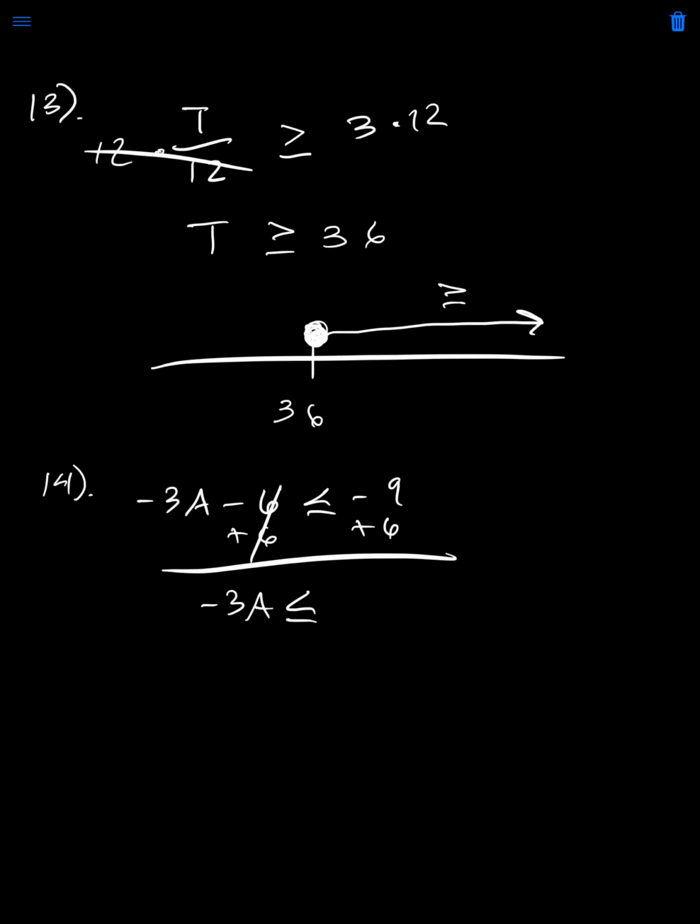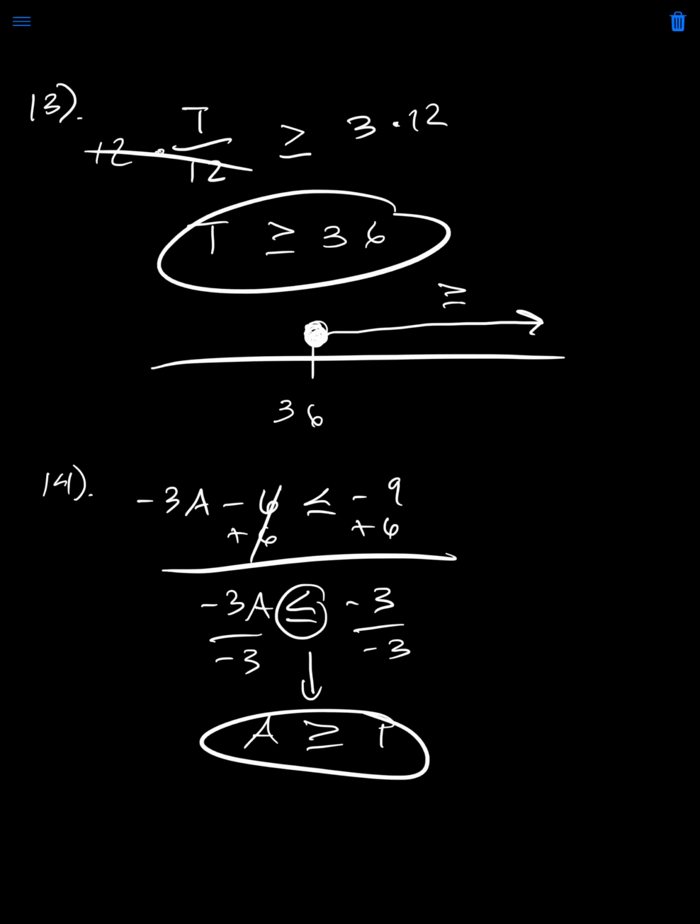For 14, I have negative 3a minus 6 is less than or equal to negative 9. So I'm going to add 6 on both sides. That's negative 3, so I'm going to divide everything by negative 3. Now remember, because I divide by a negative, this flips from less than or equal to greater than or equal to. And negative 3 divided by negative 3 is 1. So that's my answer there.